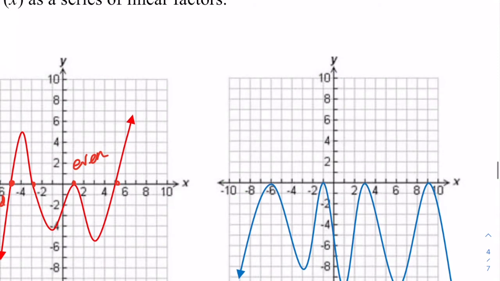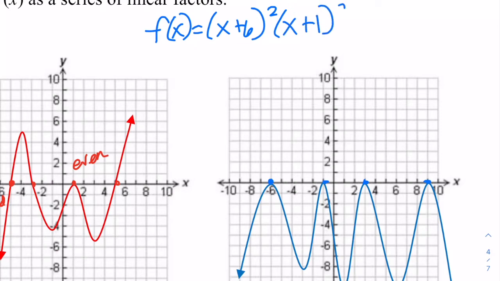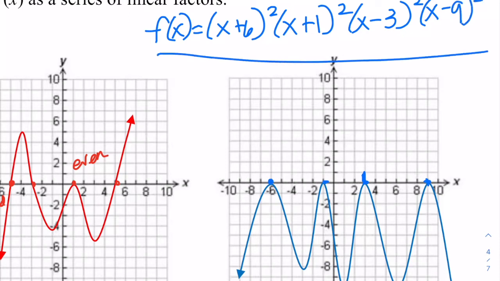Let's go over here for the next one. So you can see from this graph, all of these bounce off the axis. So all of these are going to have to be even. So the first one is x plus 6, and I'm just going to make sure they're all even, so I'll square them. X plus 1 squared, x minus 3 right here, and then x minus 9 squared. And that could be a possible equation for that graph.